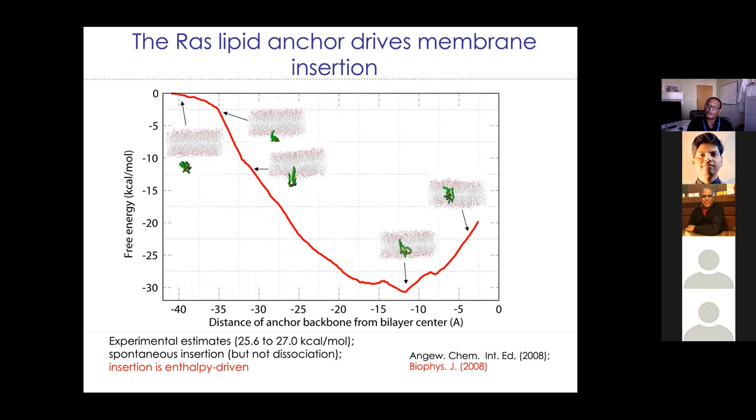We also did some free energy calculations. This is again a long time ago when I was with Andy McCammon. The accuracy of the calculations might be debated because sampling was limited at the time, but it was close to the experimental estimates. And the bottom line is that this lipid modified moieties provide a large amount of free energy for the insertion of the peptides and the proteins and to keep them there.